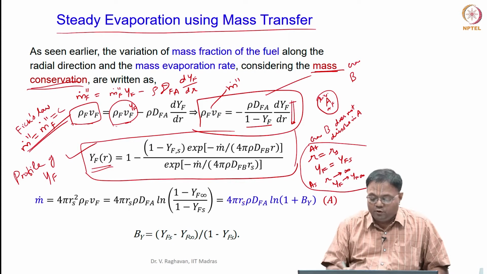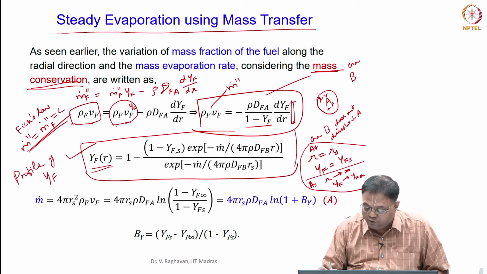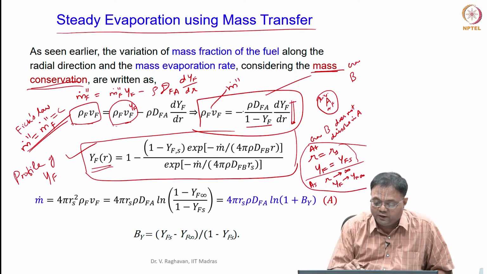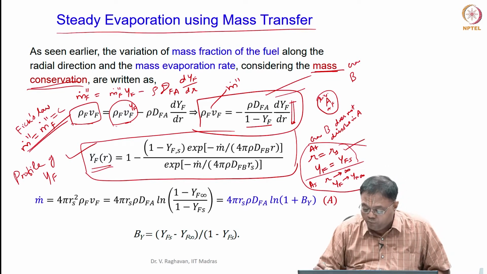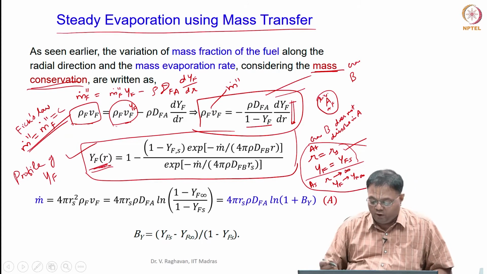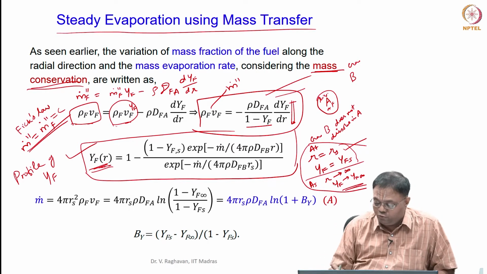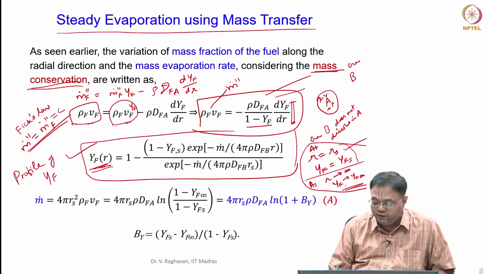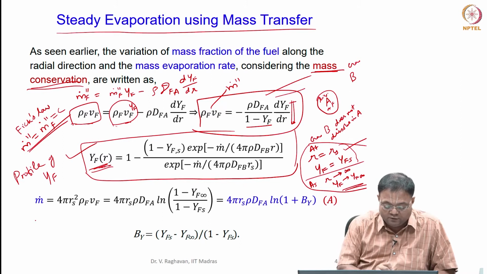When I apply this boundary condition, you get one of the boundary conditions. So, first you integrate this equation, the first order derivative, once and apply one of the boundary conditions, and you get this profile. Then you apply the second boundary condition, r tending to infinity, YF equal to YF infinity, which can be taken as 0, and then you will get this mass burning rate.